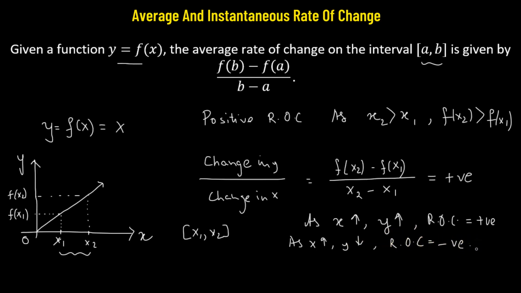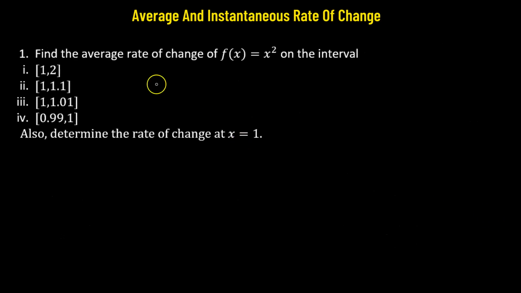So let's understand this idea with the help of a few examples. Problem number 1. We need to find the average rate of change of this particular function, a power function, x raised to the power of 2, on these 4 intervals. And also we need to determine the rate of change at x equals 1. This means this is the instantaneous rate of change that we have to find out.